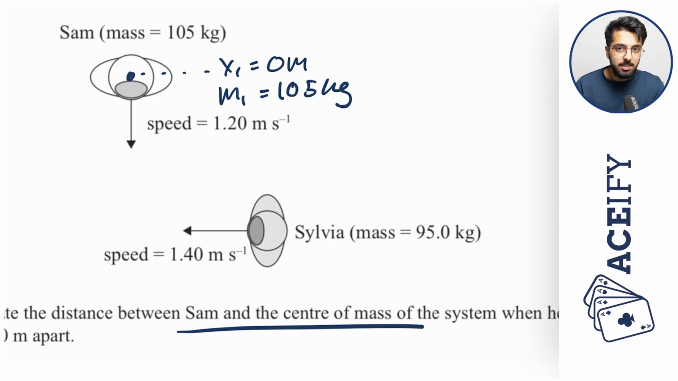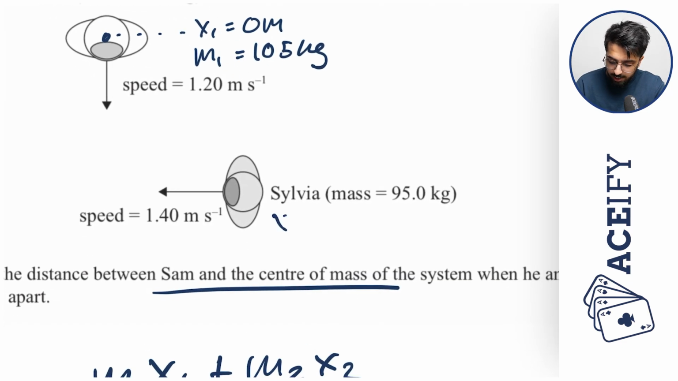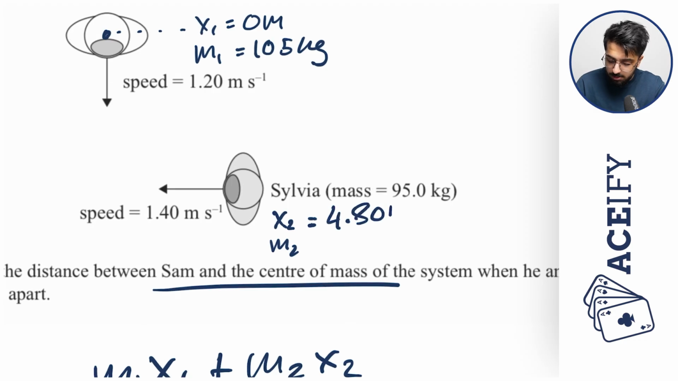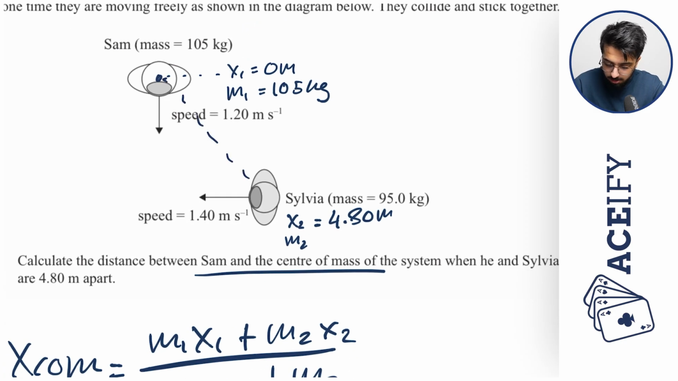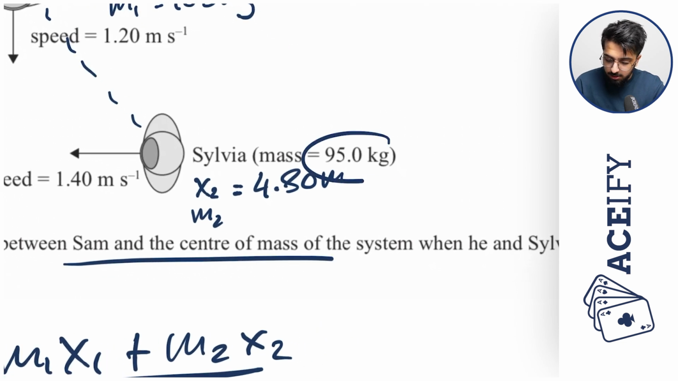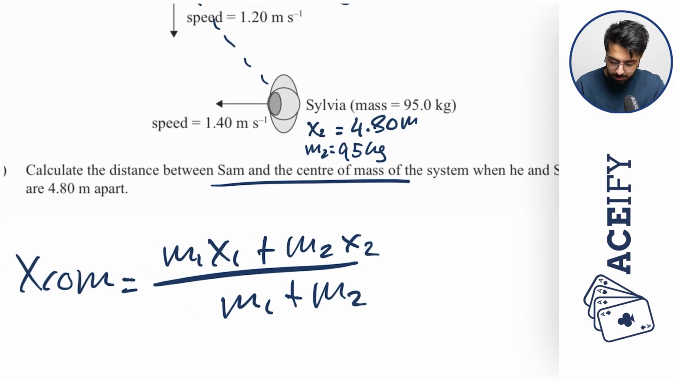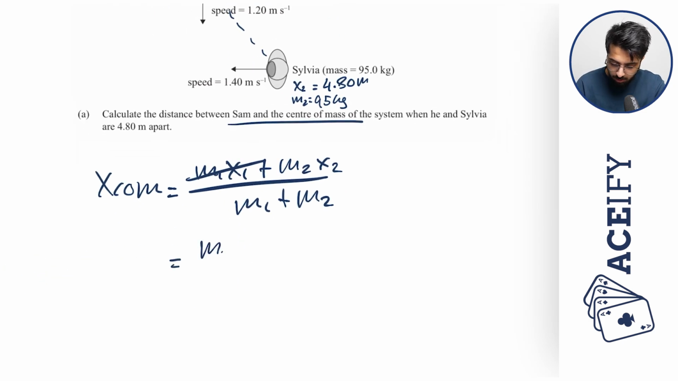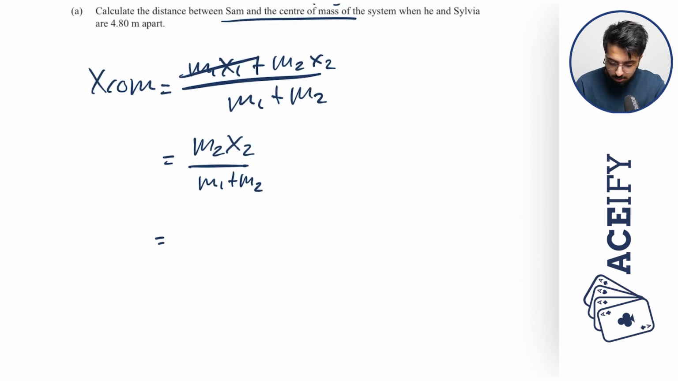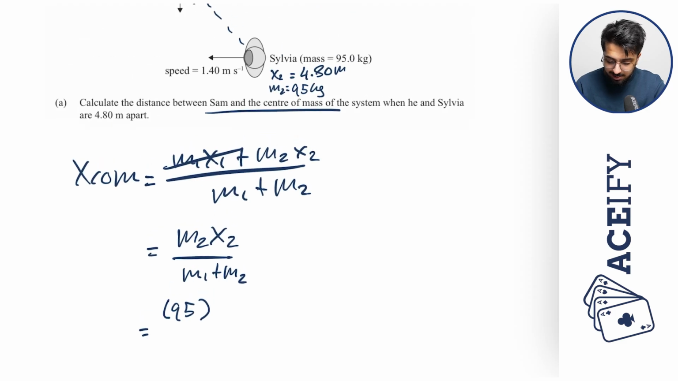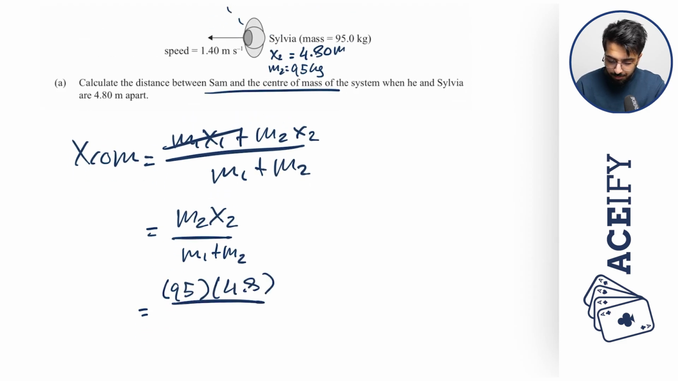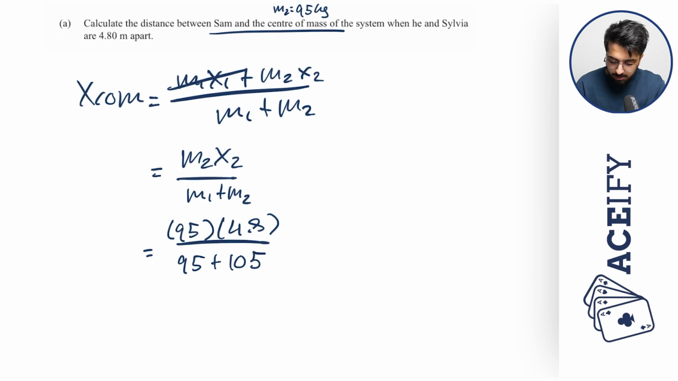And therefore as Sam is m1 and x1, Sylvia is going to be x2 and m2, and our distance x2 is going to be 4.8 meters, okay? That is this distance right here, okay? And m2 is going to be the mass of Sylvia, which is 95 kgs. So now because x1 is 0, we can just simply cancel out this term, and we get m2 x2 all over m1 plus m2. Now we can plug in our numbers. m2 is 95 kgs times our distance, which is 4.8, all over 95 plus 105. And this gives a center of mass of 2.28 meters.